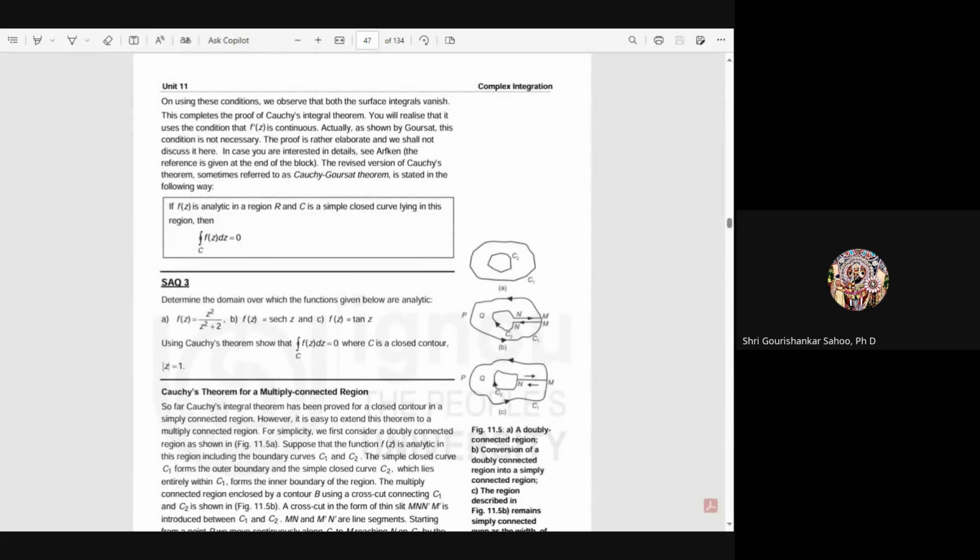SAQ: determine the domain over which the functions given below are analytic. One is f(z) = z² / (z² + 2), f(z) = sech z, and f(z) = tan z. Using Cauchy theorem, show that the integration over the closed contour of f(z) dz is equal to 0, where C is a closed contour. So how can you prove this? Anybody?